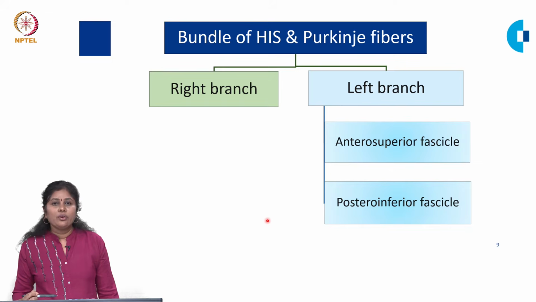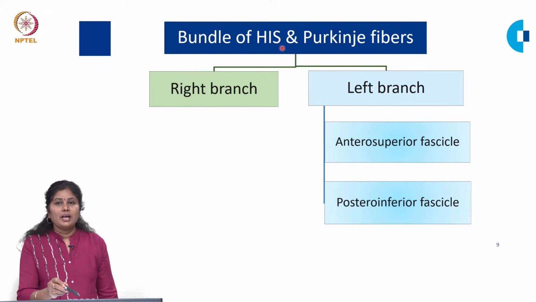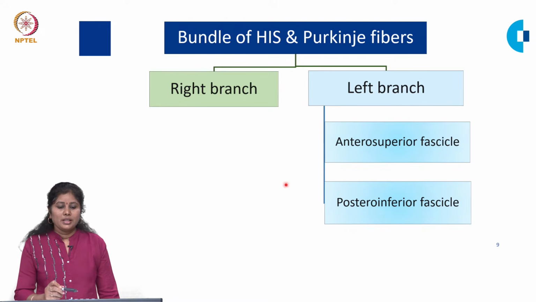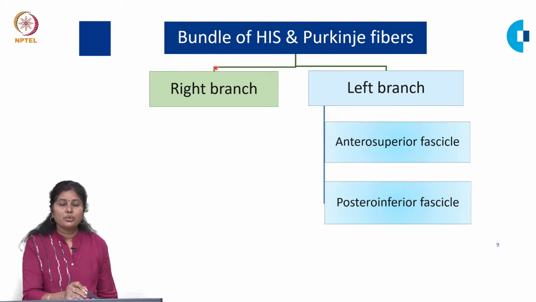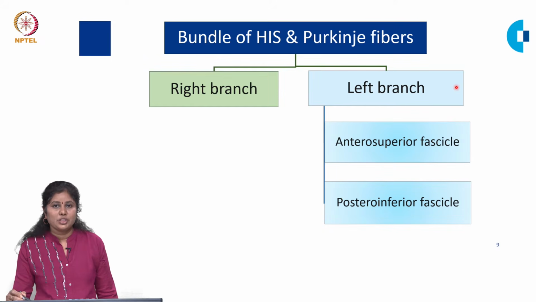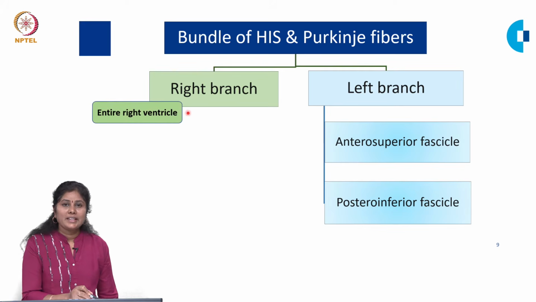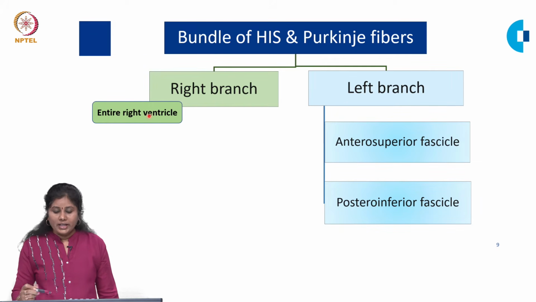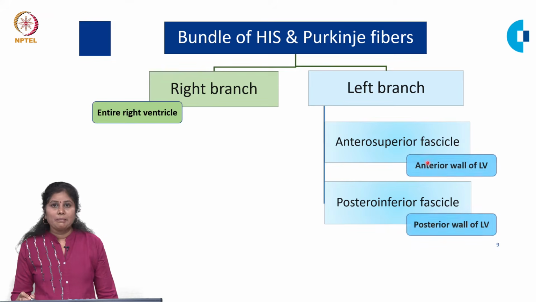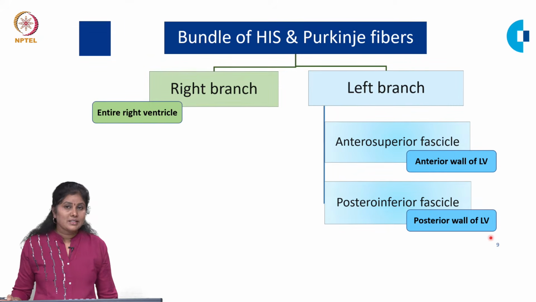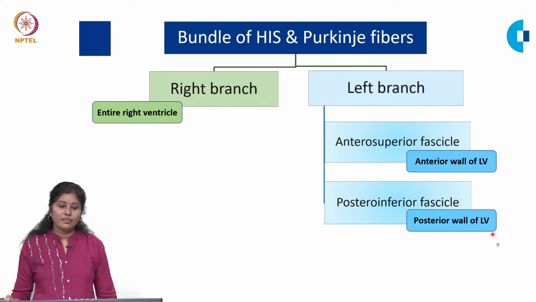Next, the AV node continues as the bundle of His, which merges into the Purkinje system of fibers. This bundle of His branches into the right branch and the left branch. The left branch once again branches into anterosuperior fascicle and posterior-inferior fascicle. The right branch supplies the entire right ventricle, whereas the anterosuperior fascicle supplies the anterior wall of the left ventricle and the posterior-inferior fascicle supplies the posterior wall of the left ventricle.